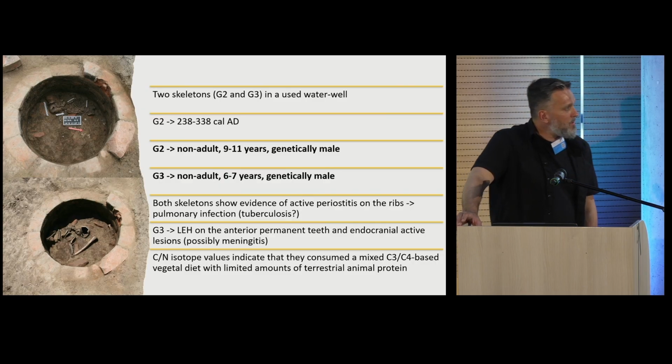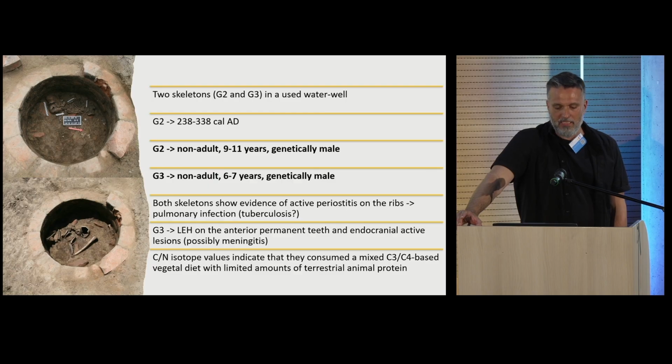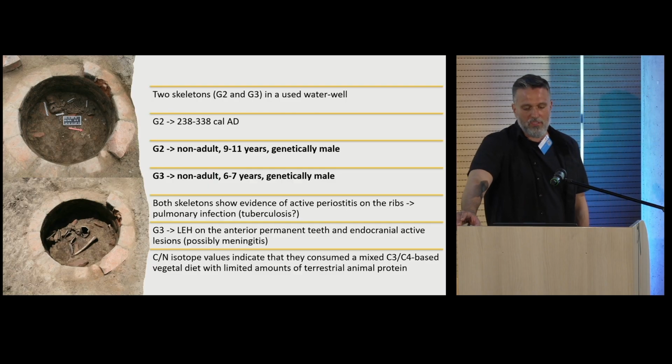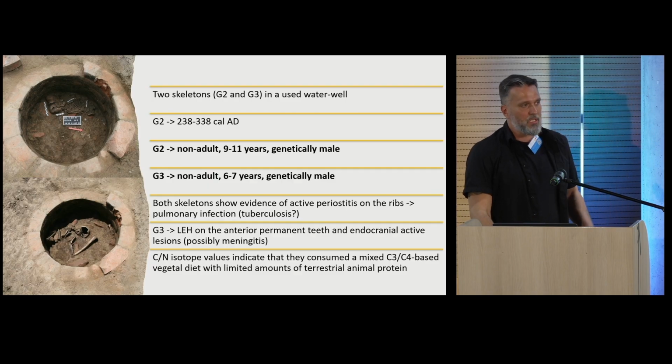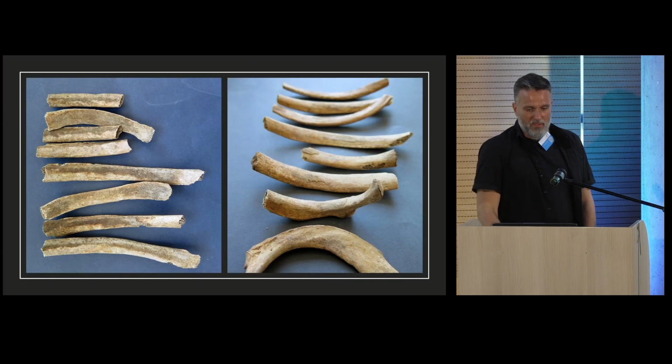And again, carbon and nitrogen isotope values, as in the case from Ozalj, indicate that they consumed a mixed C3, C4 based vegetal diet with very limited amounts of terrestrial animal proteins. Again, probably surviving on some kind of local cereals. Just the example of these ribs. All the ribs have been affected by active periostitis.